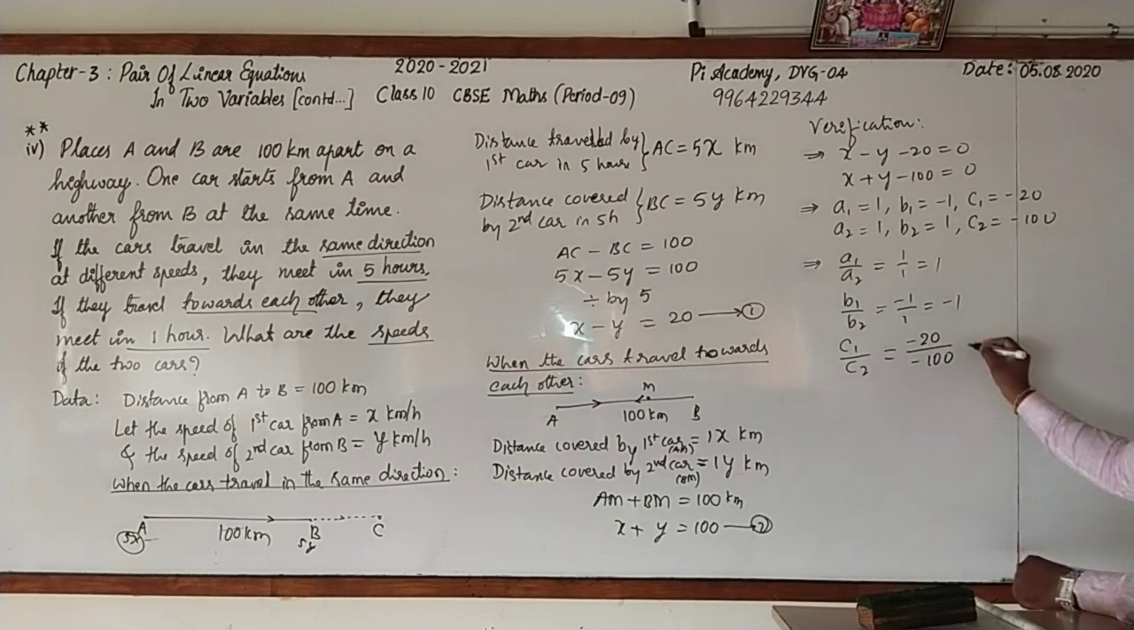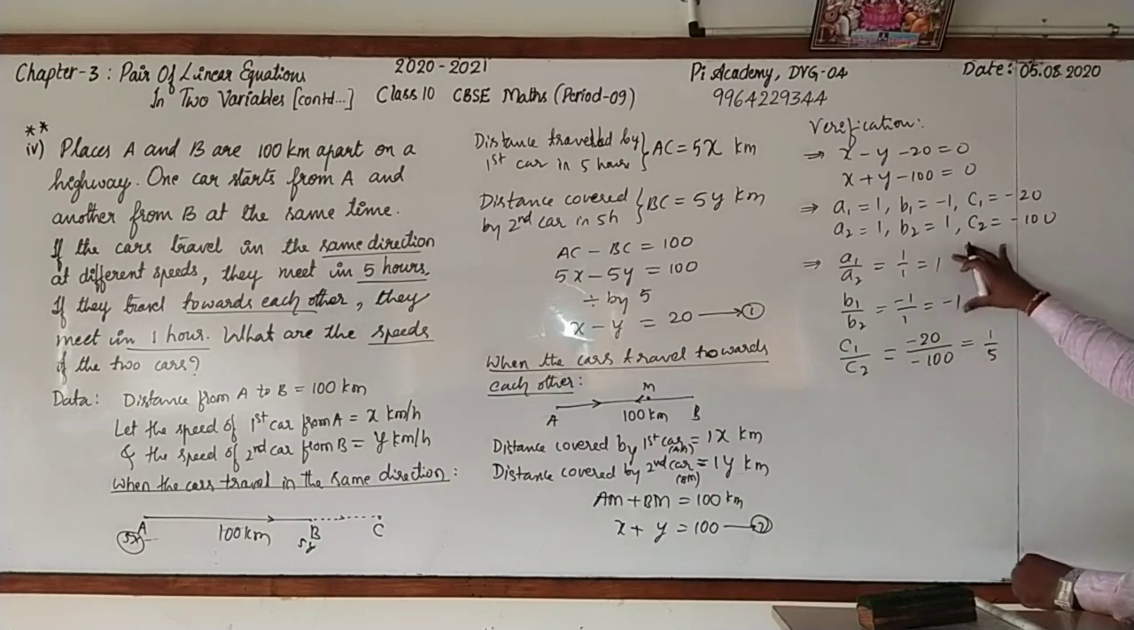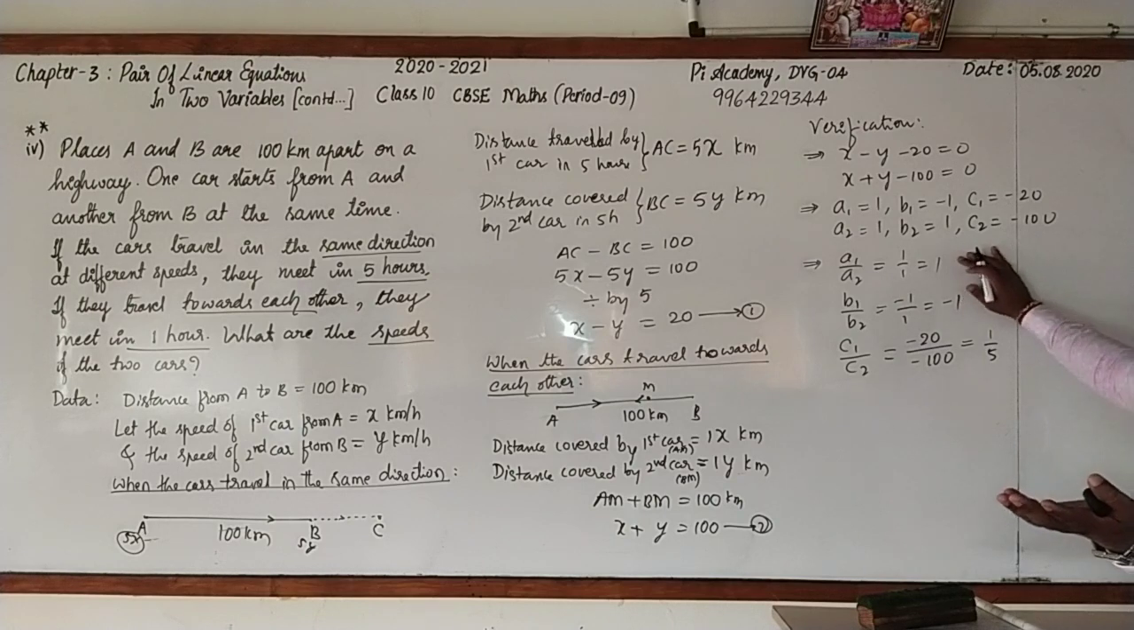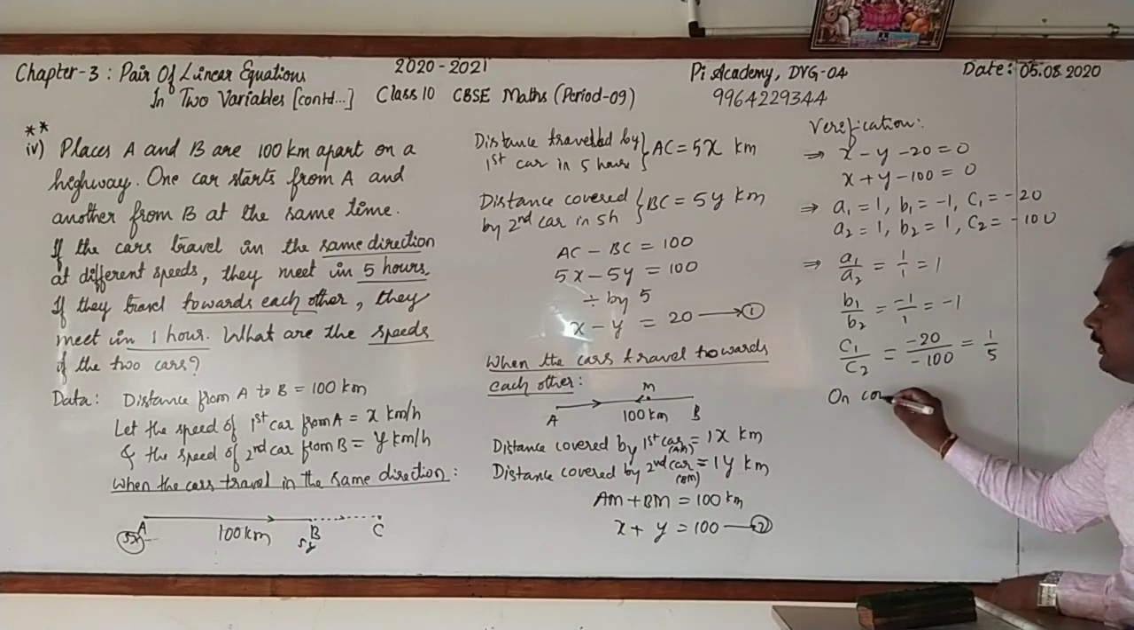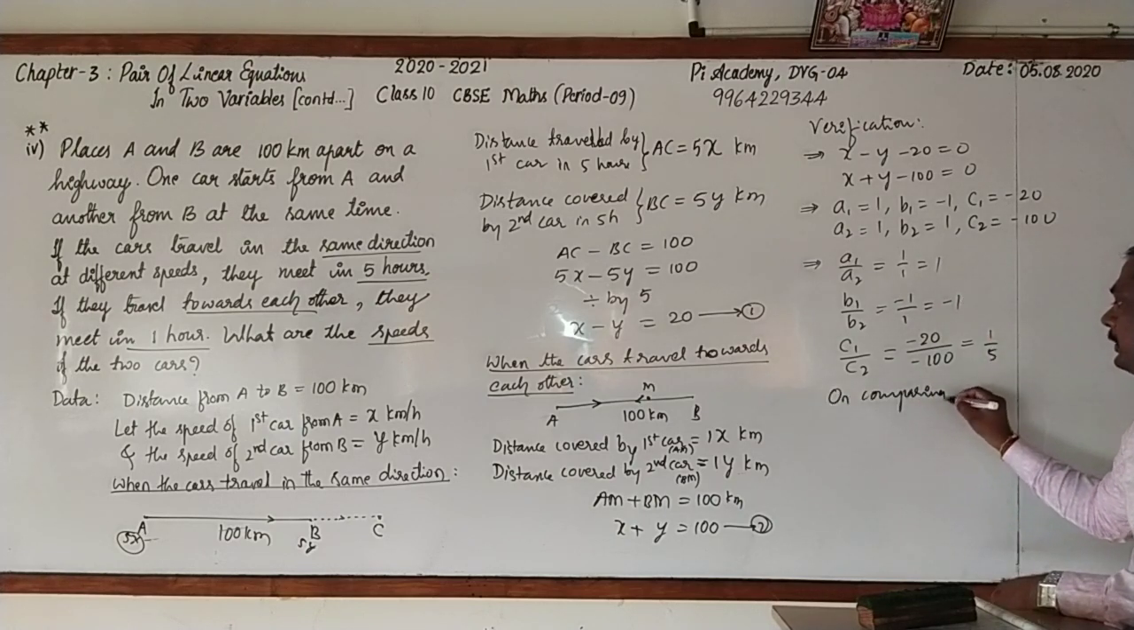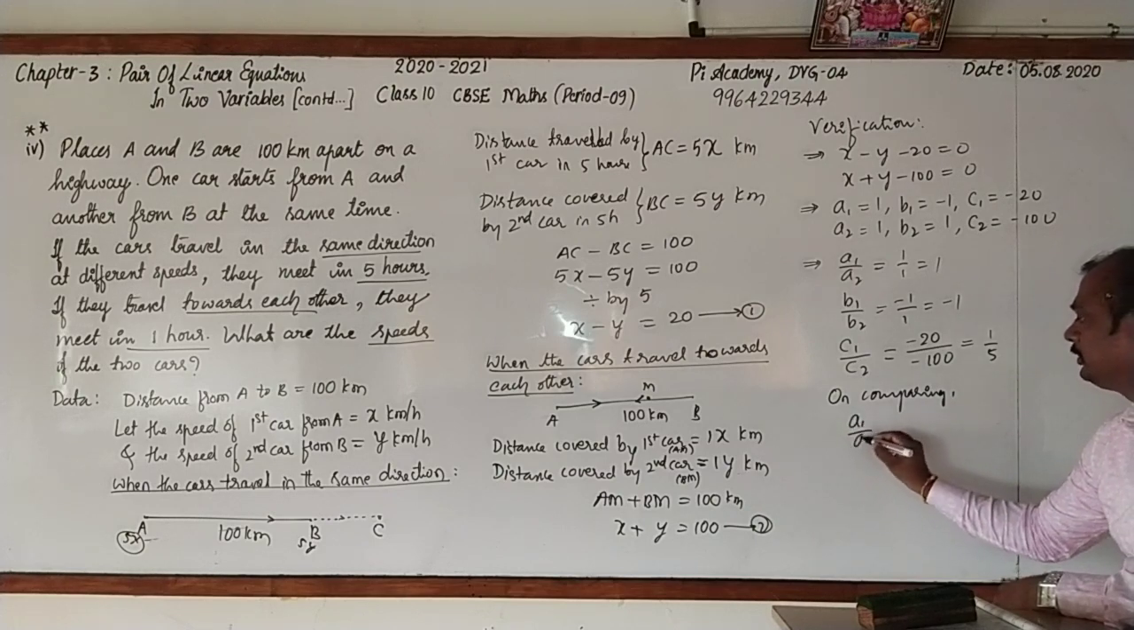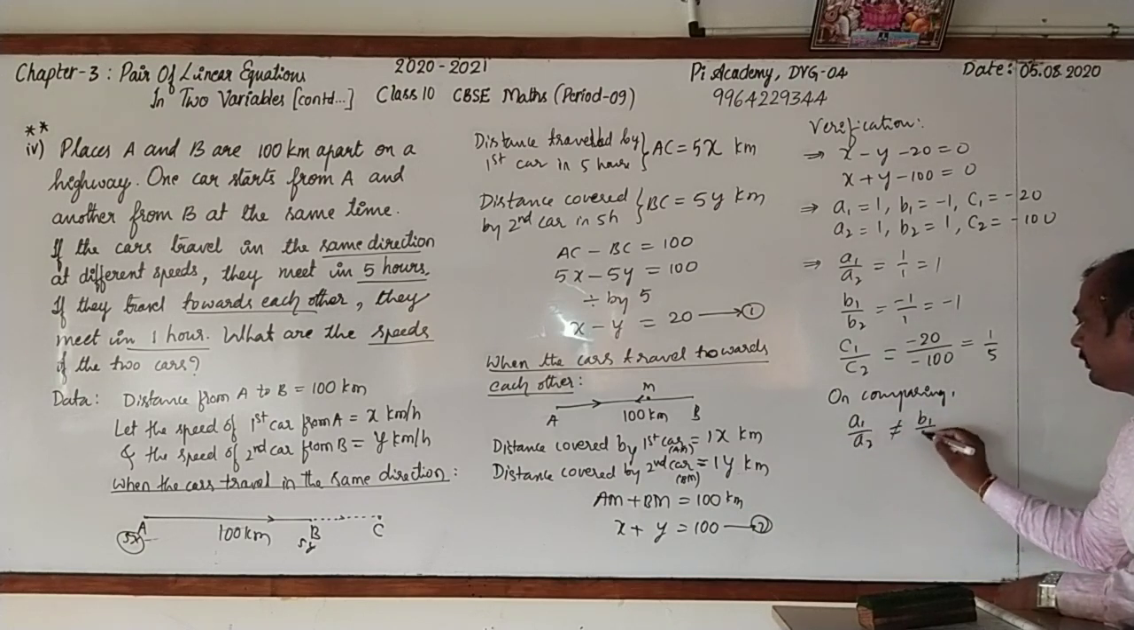Minus minus get cancelled. It is 1 by 5. Compare all the three ratios. What do you say? Here it is 1 and this is minus 1. They are not equal, is it not? On comparing, a1 by a2 is not equal to b1 by b2.